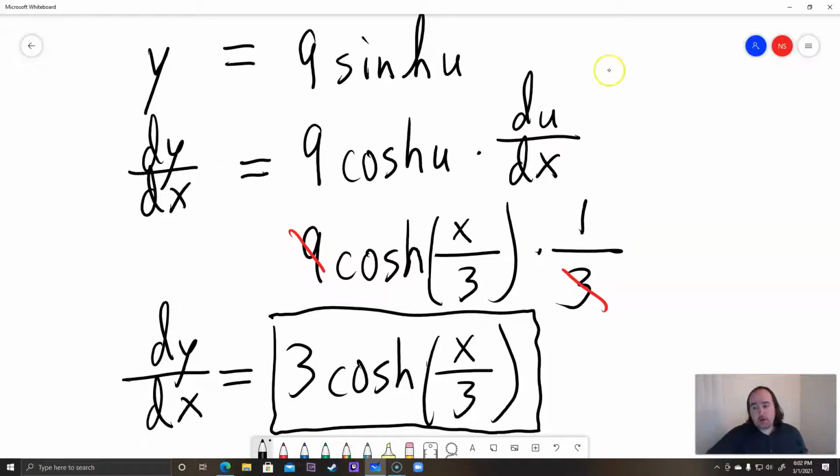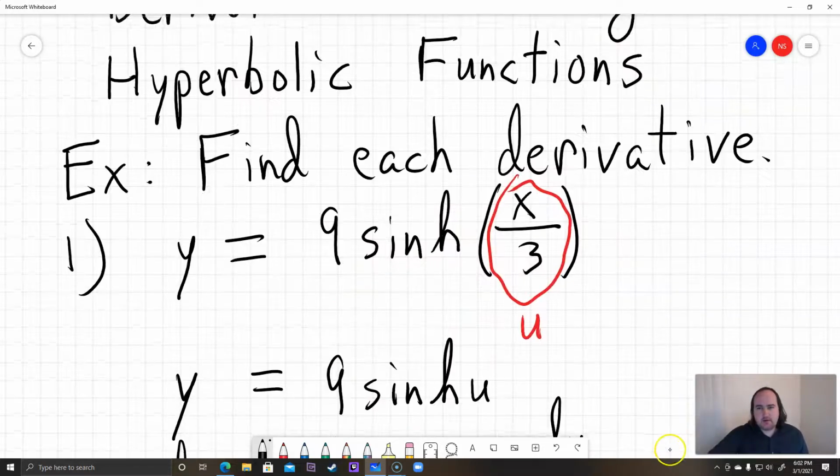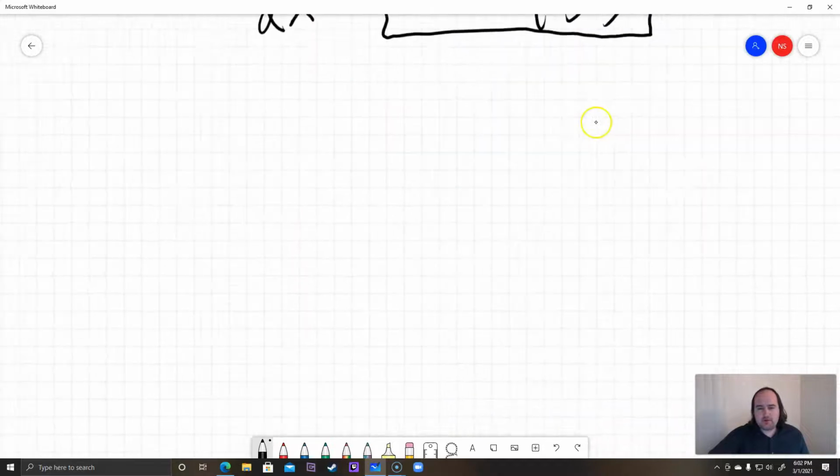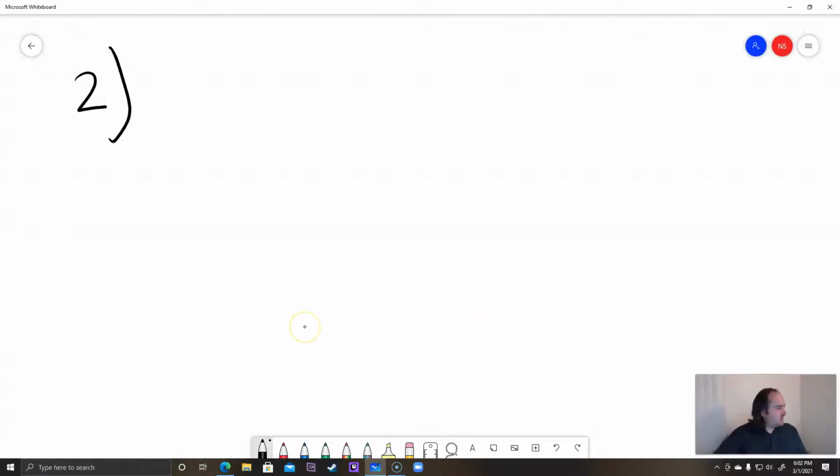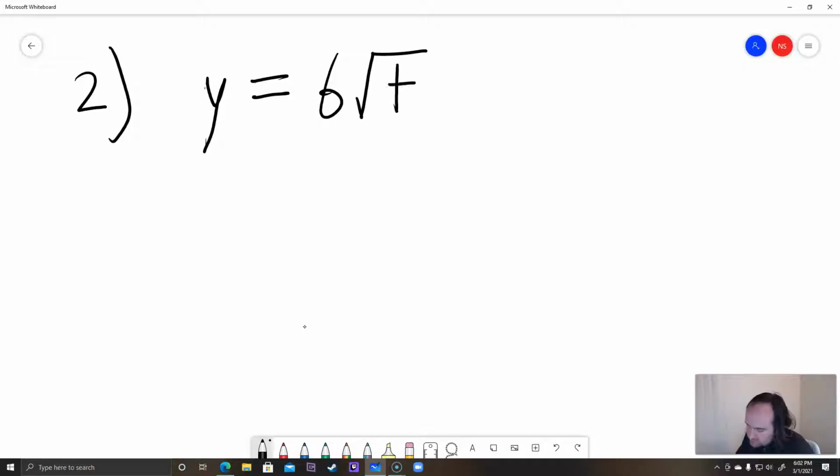Okay, if only they could all be that easy. For problem number 2, the difficulty is going to go up quite a bit. We want to find the derivative of y equals 6 root t.